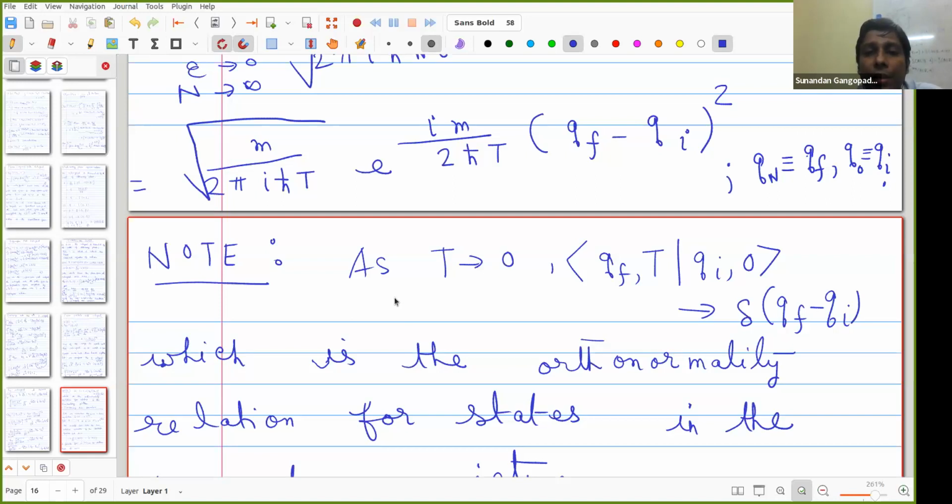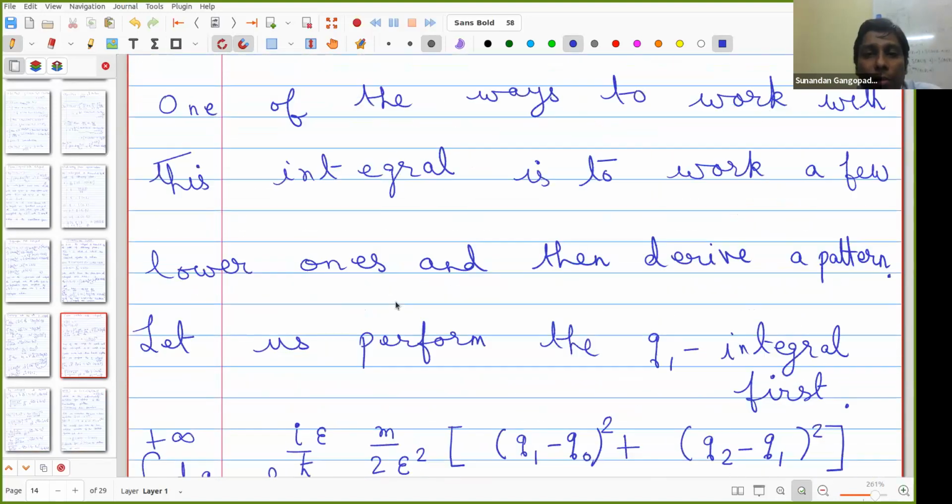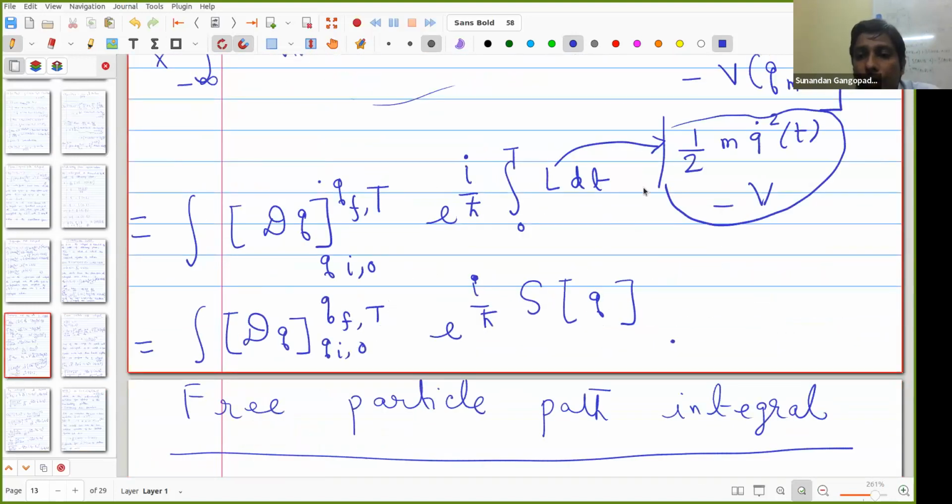The harmonic oscillator path integral where V, so let me just go back to the form of the path integral once again. So this was the form of the Lagrangian. It is half m q dot square minus V. So in the harmonic oscillator case, this V is half m omega square q square as a function of t. So this is the harmonic oscillator potential. In this case, once again, the path integral can be evaluated exactly, and it gives a very nice result.